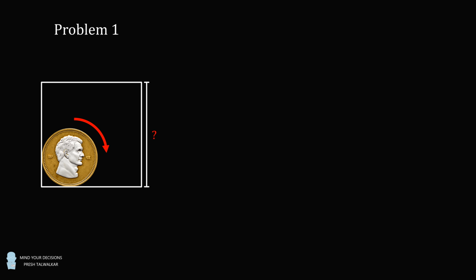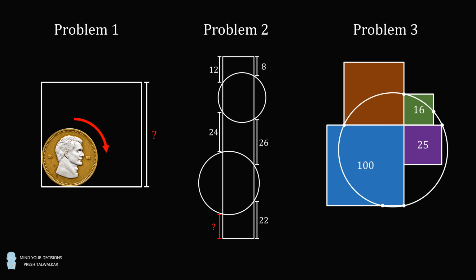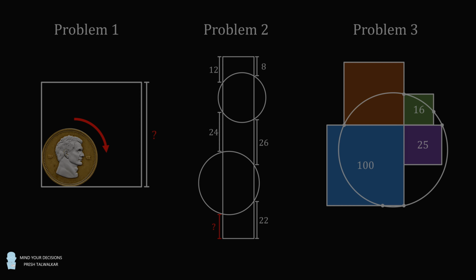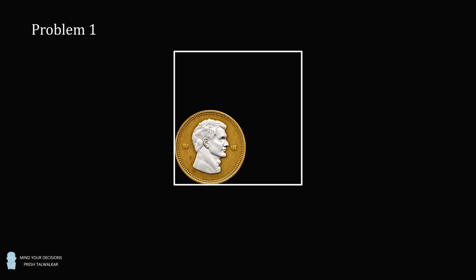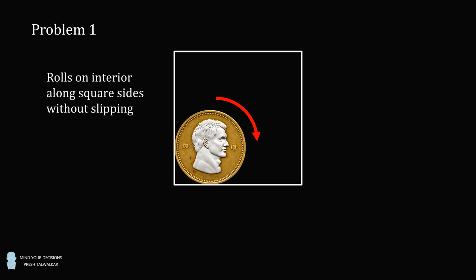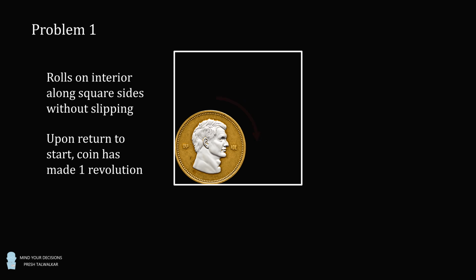In this video, I will share 3 different problems about circles and rectangles. Problem 1 from an Australian math competition. A coin rolls on the interior of a square along its sides without slipping. After the coin has returned to its starting position, the coin has made one whole revolution. If the coin's radius is equal to 1, what is the side length of the square equal to?